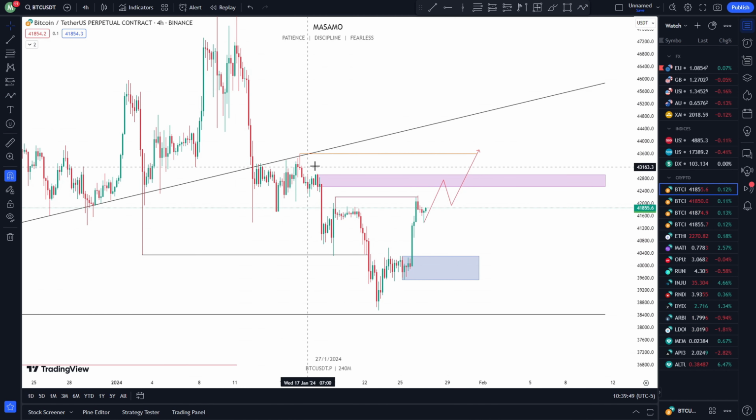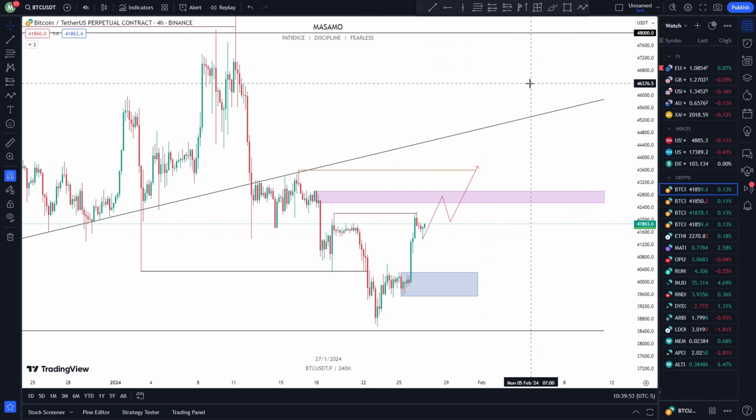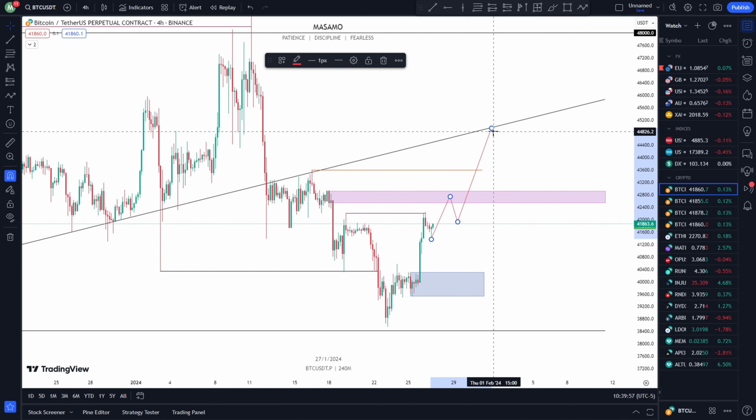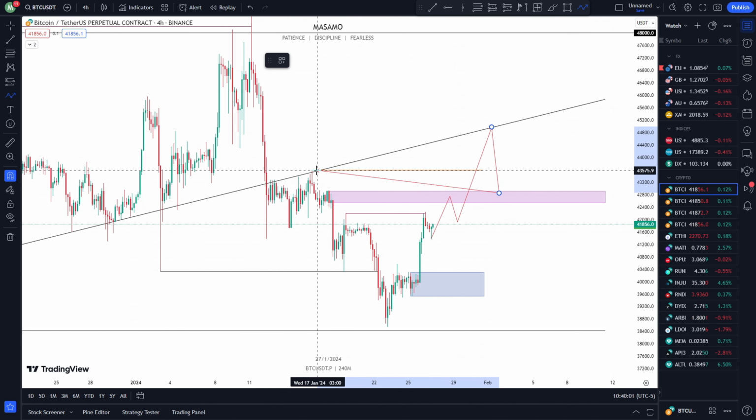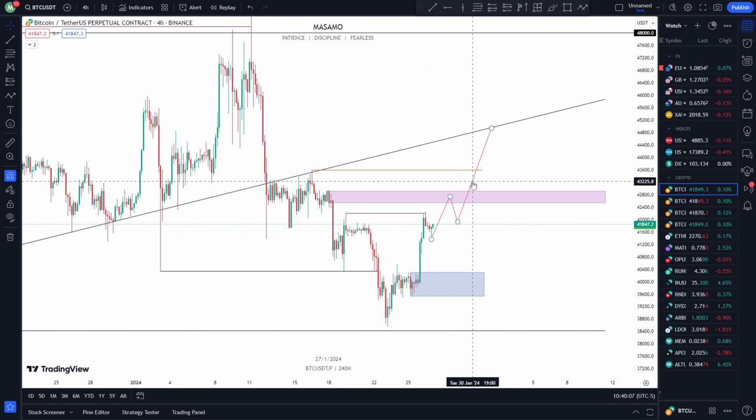So if price goes up there, I don't think that it will have the power to go way higher. So maybe we can test this trend line I've drawn here, but once price comes down under this high, retests and fails to go above, we can enter a short position and target those lows right here.